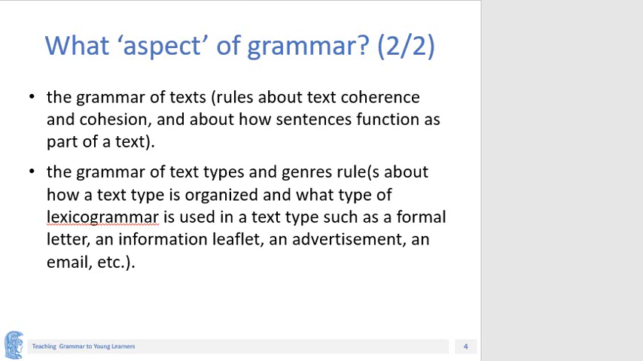The grammar of text, the rules about text coherence and cohesion, and how sentences function as a part of a text. The grammar of text types and general rules. So how a text type is organized and what type of lexicogrammar is used in a text type, such as a formal letter, advertisement, email, etc.